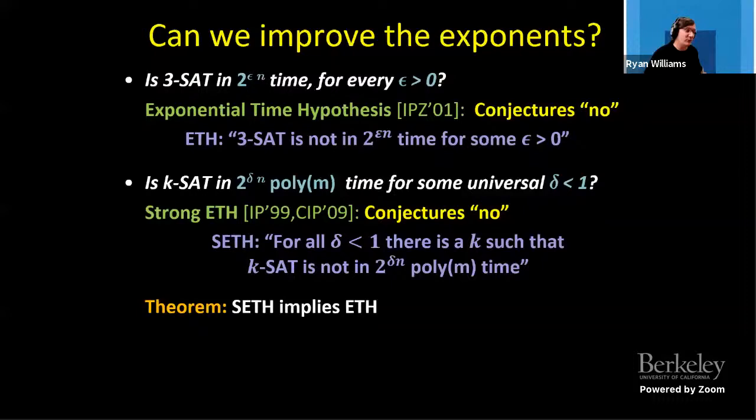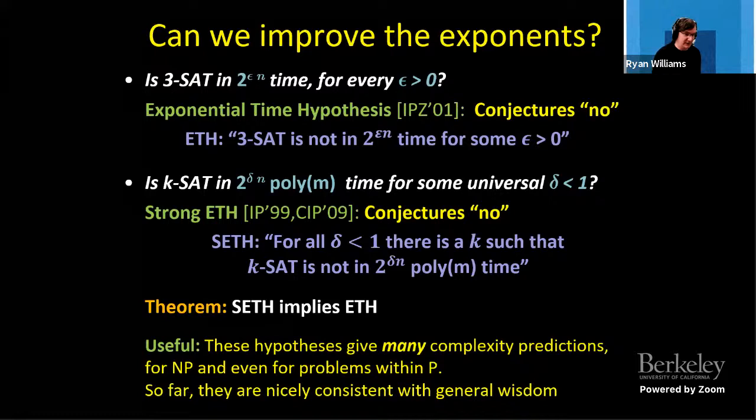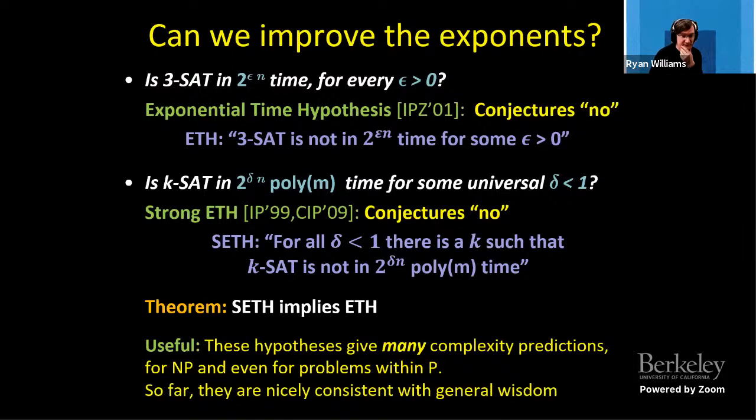And they've been very useful, okay? Especially SETH, or strong ETH. I like to say strong ETH so as not to bother people who are named Seth. These hypotheses give many complexity predictions for problems in NP, naturally, but also for problems within polynomial time. You can show that various polynomial time algorithms are optimal, assuming strong ETH. And so far, both these hypotheses are nicely consistent with general wisdom. So they are useful in a sense.